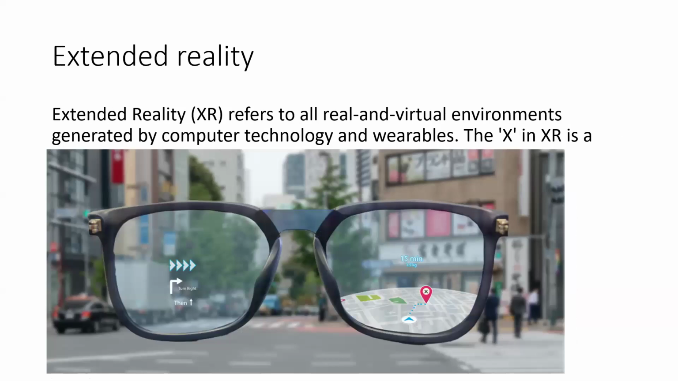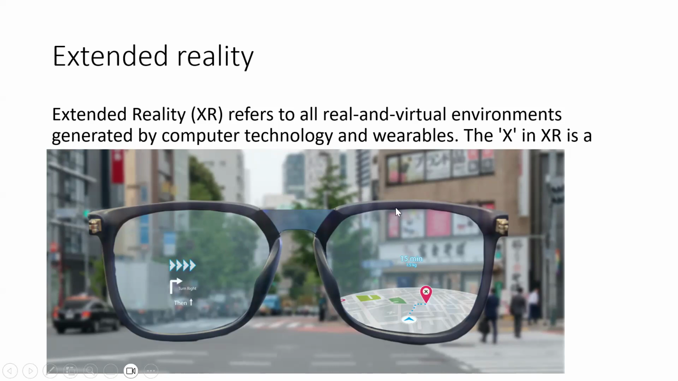Then the extended reality. In extended reality, we refer to a real and virtual world. The X stands for a replaceable variable. So it could be VR, AR, XR, MR. So now we will start talking in terms of AR, VR, XR. XR is like a merger of these technologies together, and this X can be replaced by any of the letters that we have studied earlier.